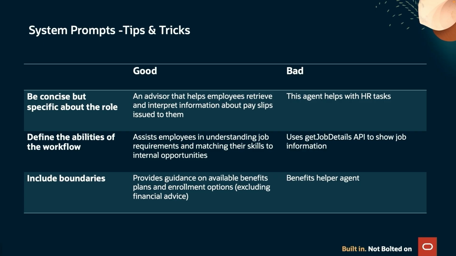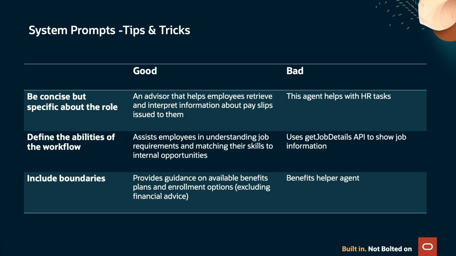So you're defining the abilities. What are the things you expect it to do? You can also use the opposite, which is to say you do not do these kinds of things. And that's a good practice sometimes. It depends again on how well it's doing the things that you intend it to do. But that's where we talk about including boundaries.